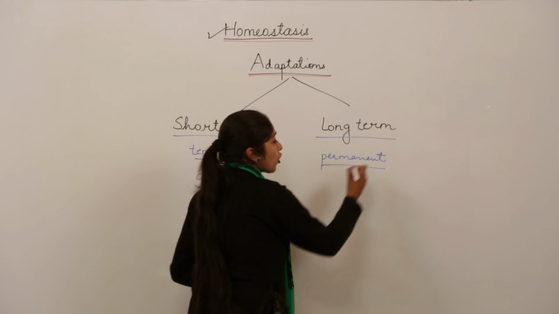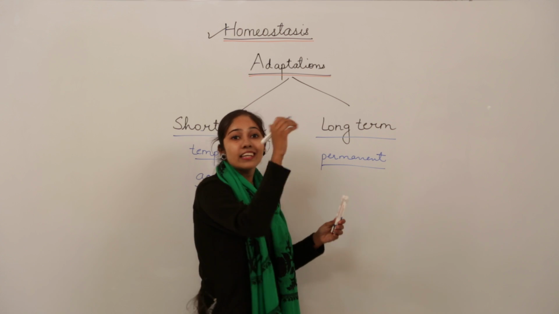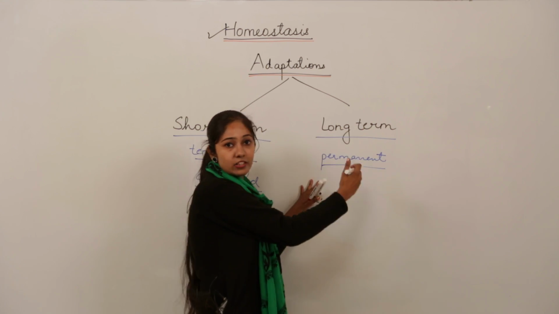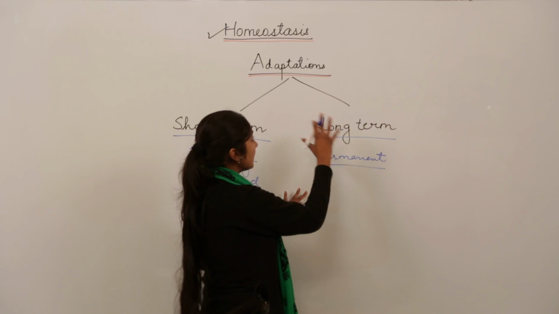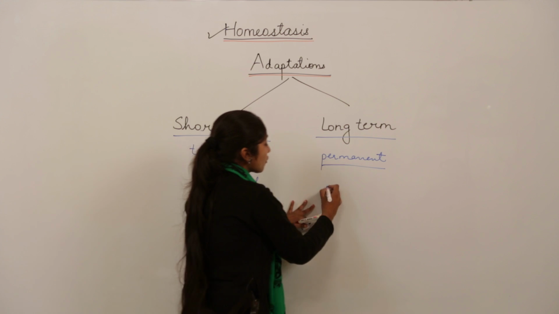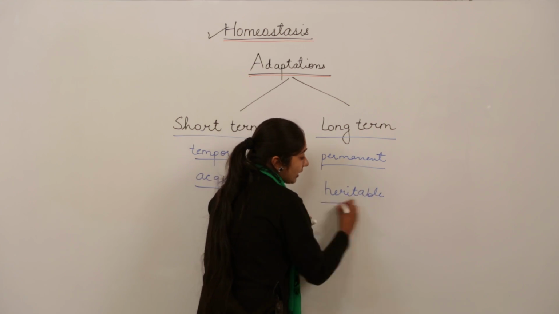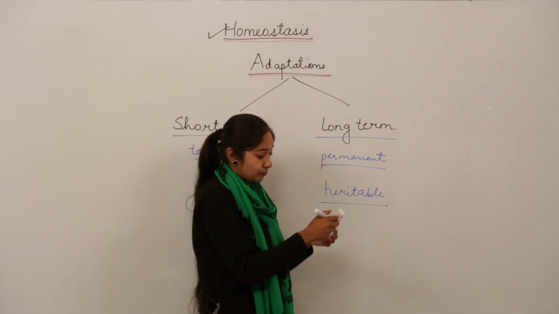For example, if you talk about birds, the woodpecker has clinging claws. So this is a long-term adaptation, and this characteristic trait is going to pass from one generation to another generation. That is why these long-term adaptations are also called heritable adaptations. Why? Because I told you that these adaptations are passed from one generation to another generation.